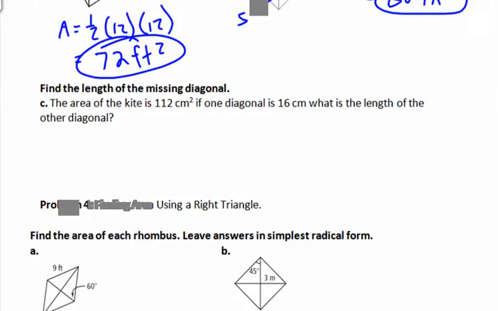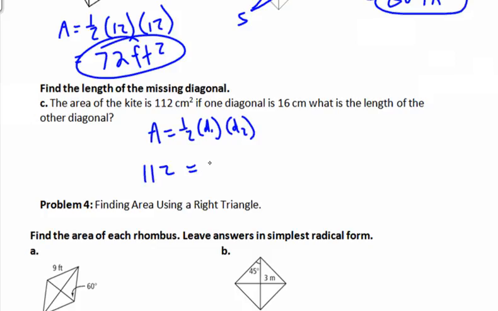Alright, moving on, we've got a couple additional problems here. Let's figure out letter C first. It says the area of a kite is 112. We'll just rewrite this here. Area equals 1/2 times diagonal 1 times diagonal 2. So we have 112. One diagonal is 16. What's the length of the other diagonal? So we'll say that's x. So we just have to solve for x.